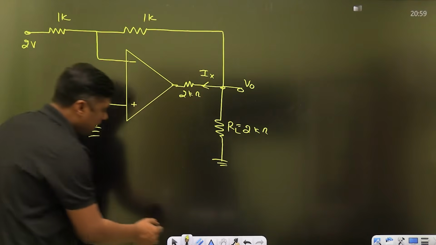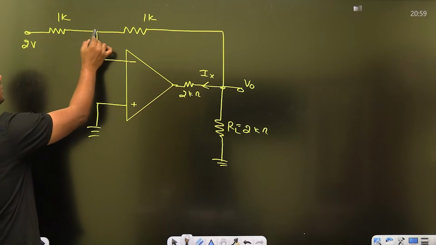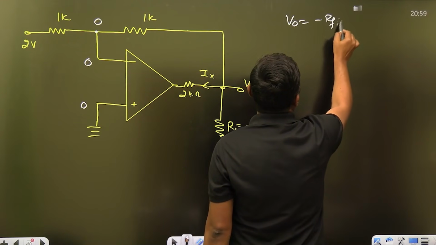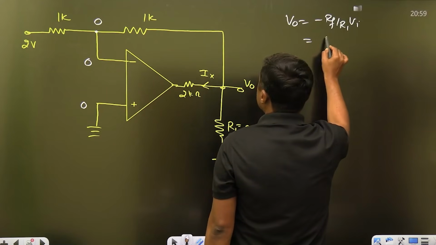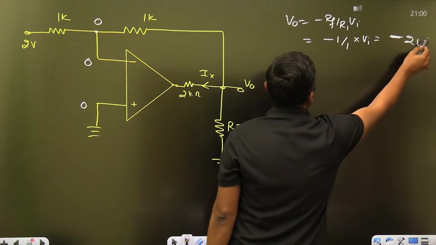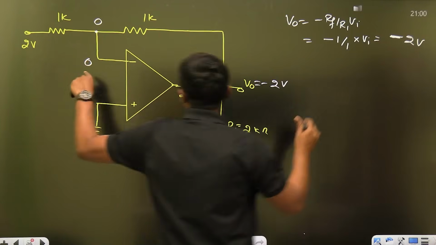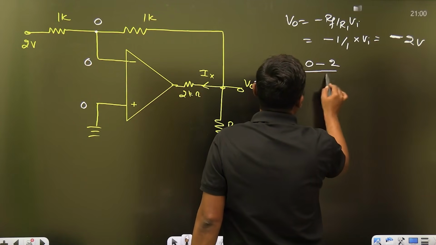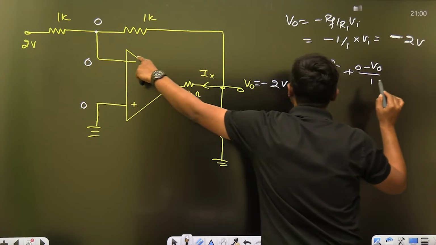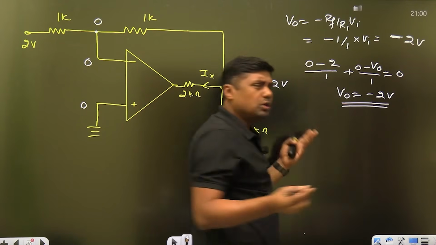Now remember, guys, according to the virtual short concept, this voltage is 0 and this voltage is 0, because there is negative feedback. Directly you can get the output, because V0 is equal to minus RF by R1 into Vi. Minus RF 1 by 1 into Vi, and Vi is 2 volt, so minus 2 volt is the output voltage. Or otherwise you can apply KCL: 0 minus 2 upon 1 plus 0 minus V0 upon 1 equals the current entering the op amp, which is 0. So V0 is equal to minus 2 volt. From both methods you can find V0.